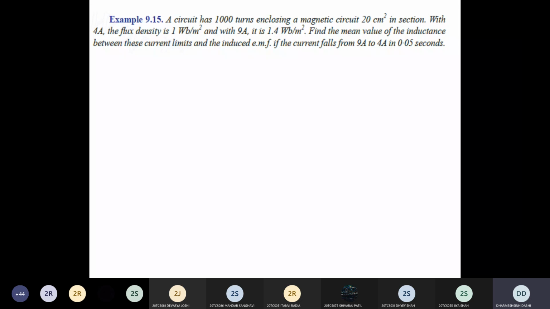So give me the answer of inductance. All of you calculate and give me the answer. Number 38, Malhar Patel, give me the answer of this inductance. Yes, sir, calculating.